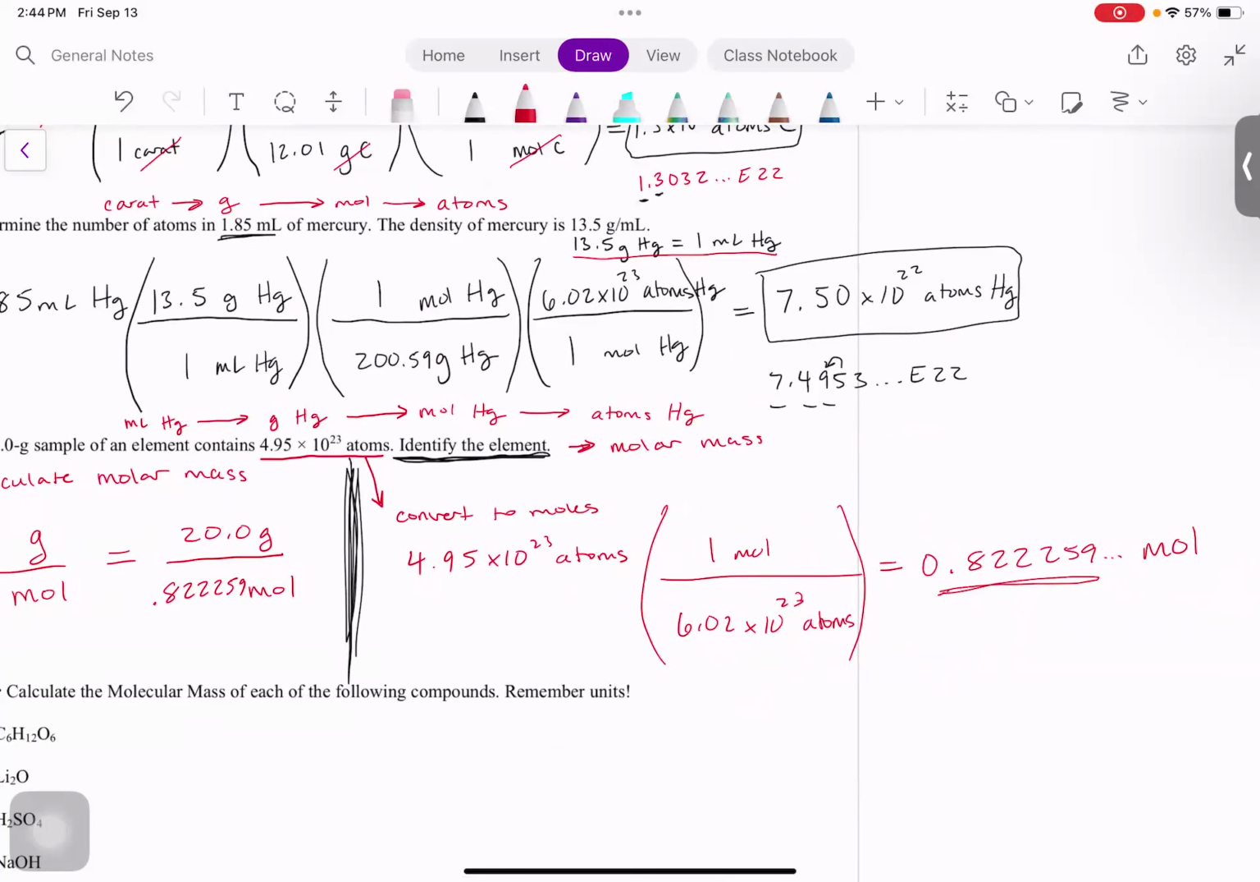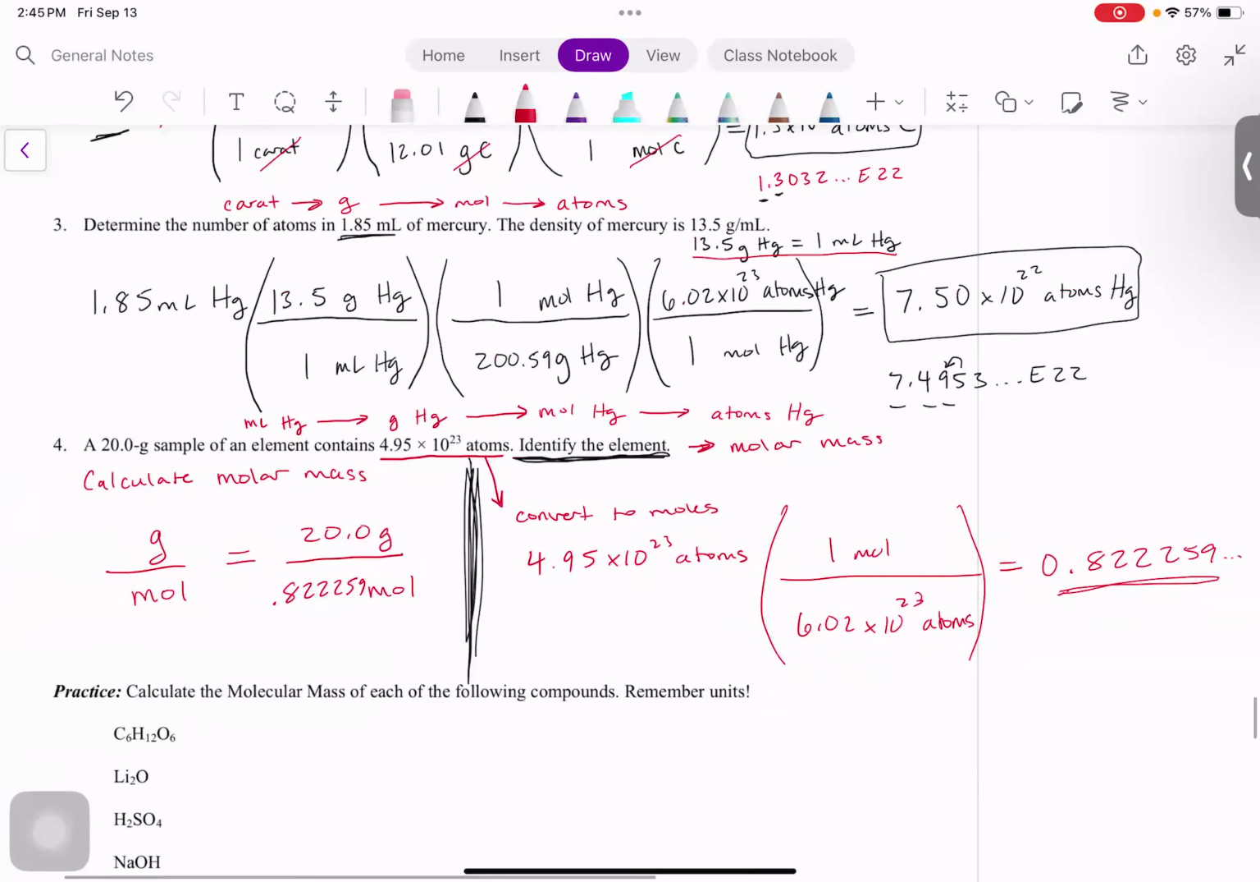So now that I know the number of moles, what I do to calculate the molar mass is I divide grams divided by moles. And what this tells me, 20 divided by that number of moles is 24.3. Now I'm reporting with correct significant figures, 3 significant figures, grams per mole. So this is the molar mass of the substance.